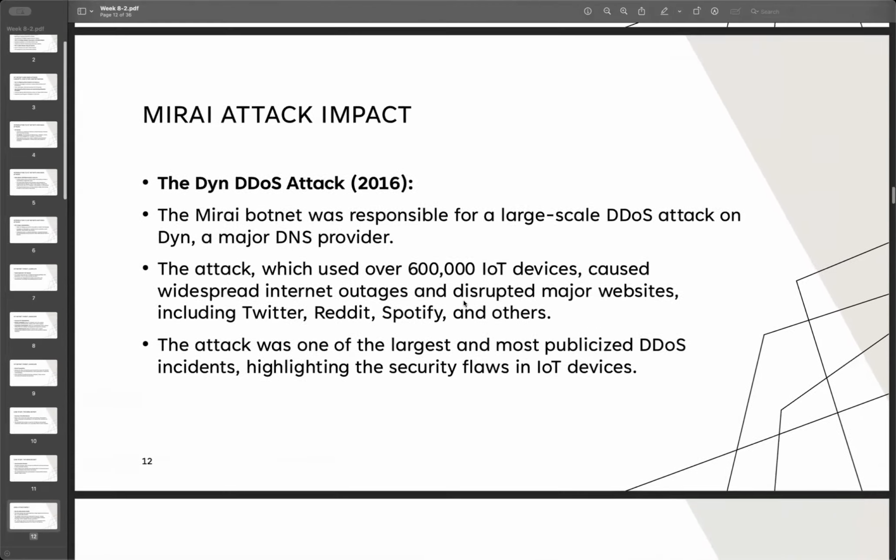So really simple, straightforward. It's easy, but it can cause a really massive DDoS attack. The Dyn DoS attack is another one. It was responsible for a large scale DoS on Dyn, a major DNS provider. This attack used over 600,000 IoT devices, so it can cause really widespread internet outage. It disrupted major websites, including Twitter, Reddit, Spotify, and others.